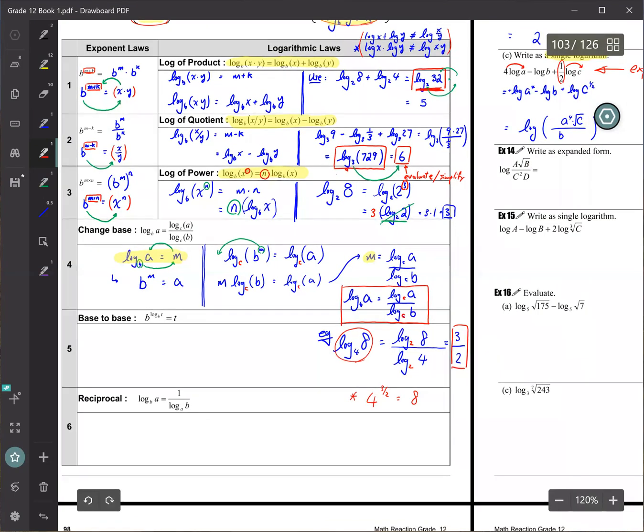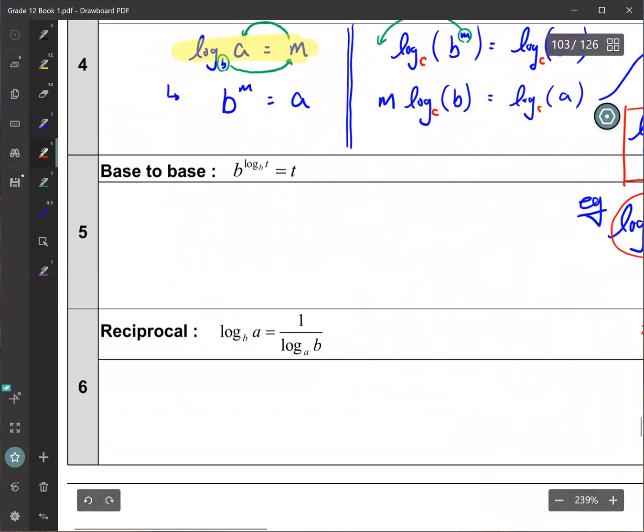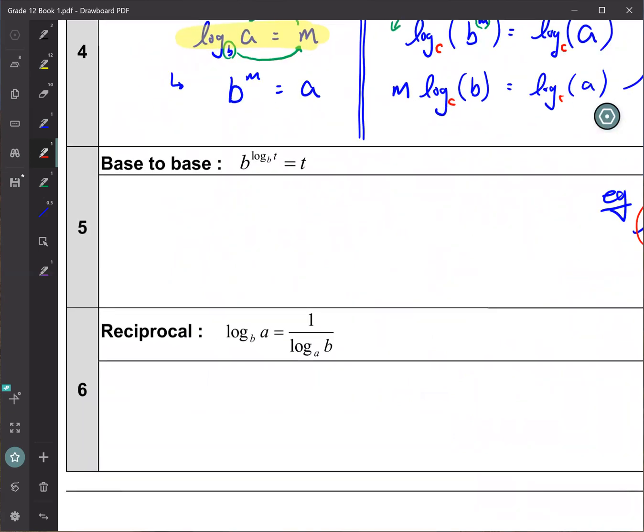Okay, so next rule that we have is this one, number 5, base to base. So the unique thing about this one is this base and the base for the log are the same. Has to be the same for this to work. Okay, so you had one question, I forgot the number. I think it was 37, maybe? Was it 37? Okay, has to do with this one.